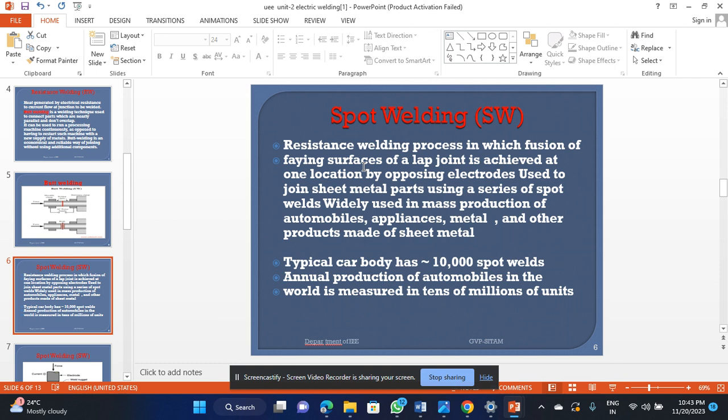The fusion of the surfaces of a lap joint is achieved at one location, by opposing electrodes used to join sheet metal parts using a series of spot welds. They are widely used in mass production of automobiles, appliances and other products made of sheet metal. The annual production of automobiles in the world is measured in tens of millions of units. So that is our spot welding.